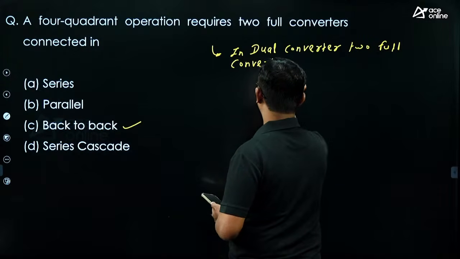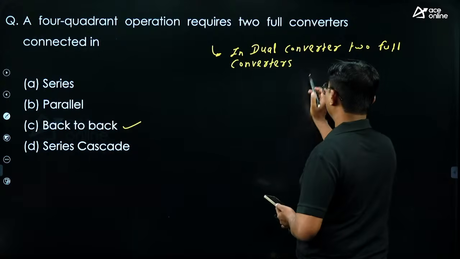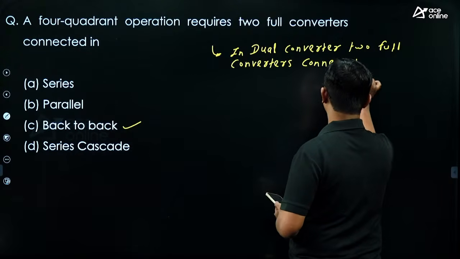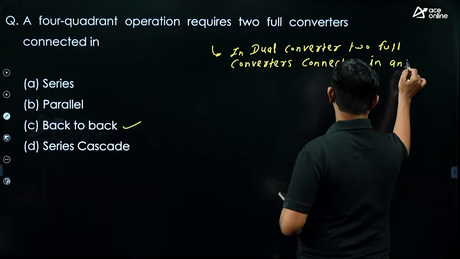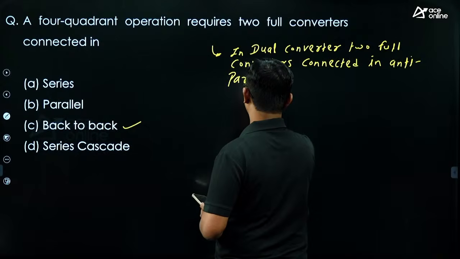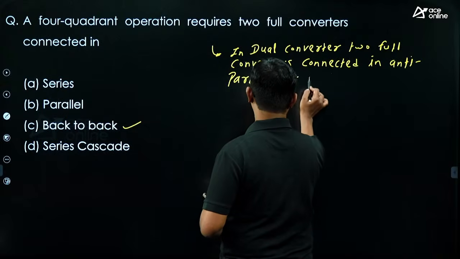In dual converter, 2 full converters connected in anti-parallel, or back-to-back. Anti-parallel or back-to-back.